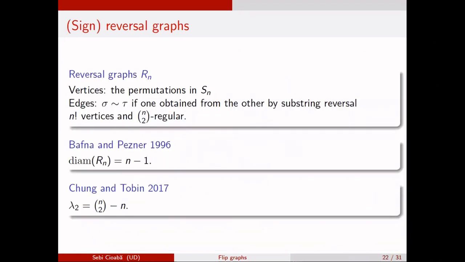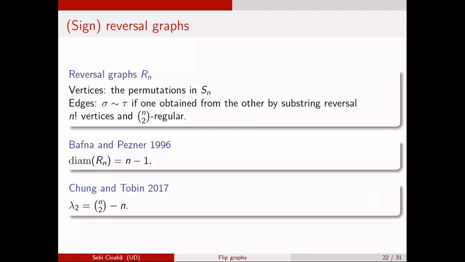Now besides the sign reversal graph, there's also a reversal graph. The reversal graph is the one in which the vertices are the permutations, and two of them are adjacent if one is obtained from the other by substring reversal. When you do substring reversal, you cannot reverse a substring of size 1 because it stays the same. I mean, you could potentially do it and you get the graph with a loop at each vertex, but if you want to keep the graph simple, you don't do that. So this graph has n factorial vertices. Again, it's a Cayley graph of the symmetric group on n elements, and it is n choose 2 regular.